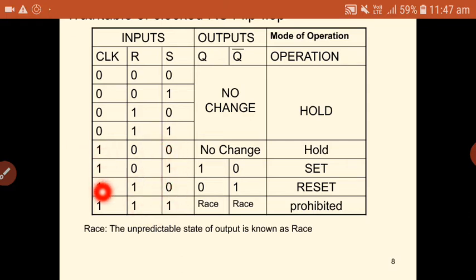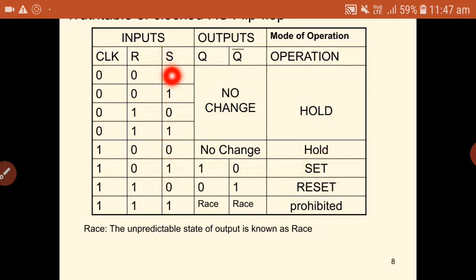So whenever clock is equal to 1 and R is equal to 0 and S is equal to 0, what happens? There will be no change in the outputs. Again, the flip-flop is in hold state. Similarly, for the second combination, R is equal to 0 and S is equal to 1, output Q will be equal to 1 and its complement will be equal to 0. That means the flip-flop is in set state.